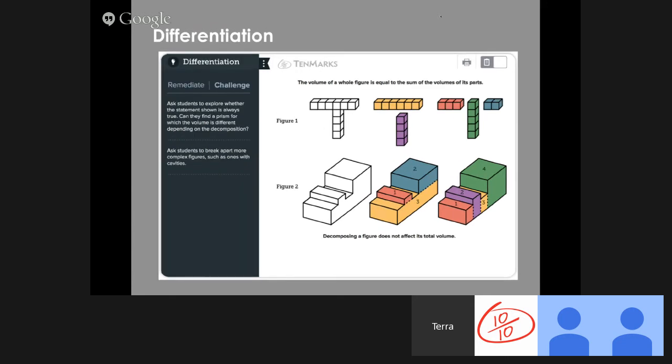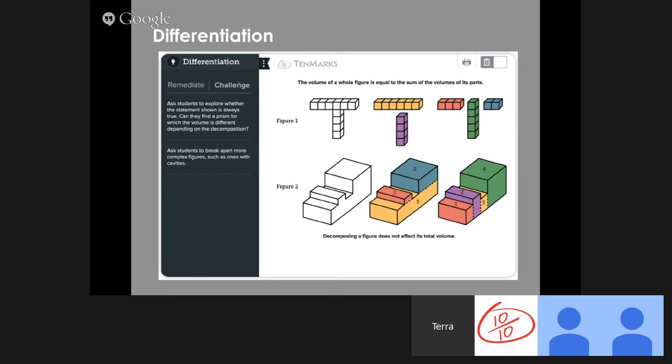The last part of a focus lesson is the differentiation piece. Again, we have kids in our class that are at all different levels, and how do you reach those every time, when you're only given that main lesson, and all of your students aren't at the same level? So we've included remediate and challenge ideas for every single focus lesson. These can be used with small groups after teaching the lesson, or they can be used to modify the particular lesson that you're doing.